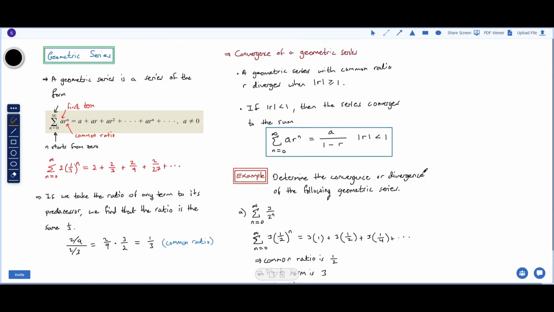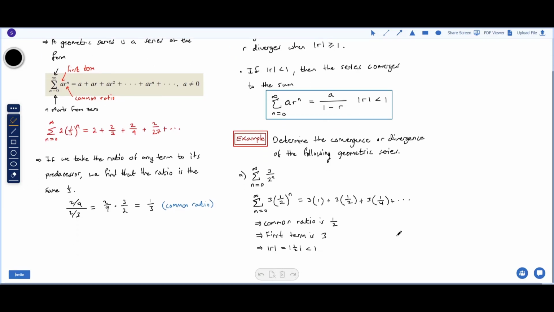Now, according to our convergence theorem for geometric series, if the absolute value of r is less than 1, then the series does what? The series converges. So in our case, it's less than 1, so we can conclude that the series converges. Now the next question is, what does it converge to?